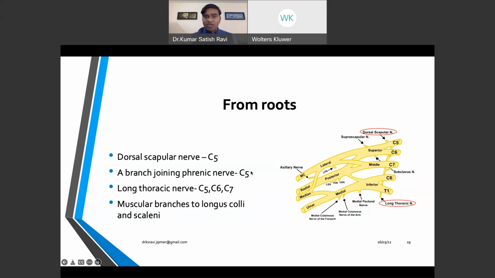Then coming to the long thoracic nerve over here. When you see this long thoracic nerve, it is also called the nerve of Bell, or otherwise we call it the nerve to serratus anterior, right? Because it gives innervation to the serratus anterior muscle. It arises from the dorsal aspect with the root values C5, C6 and C7. What happens initially? It comes from C5 and C6.